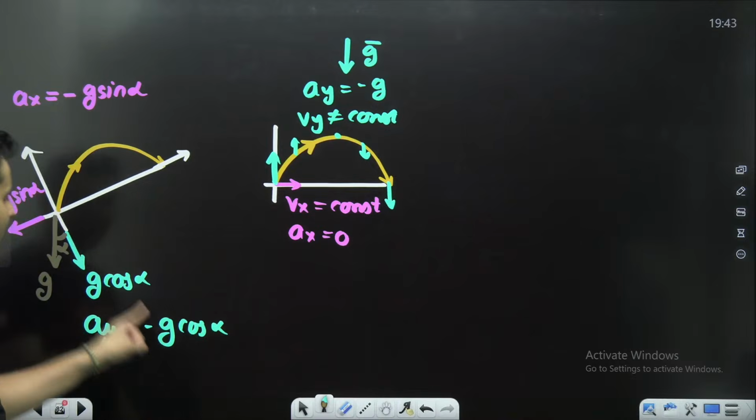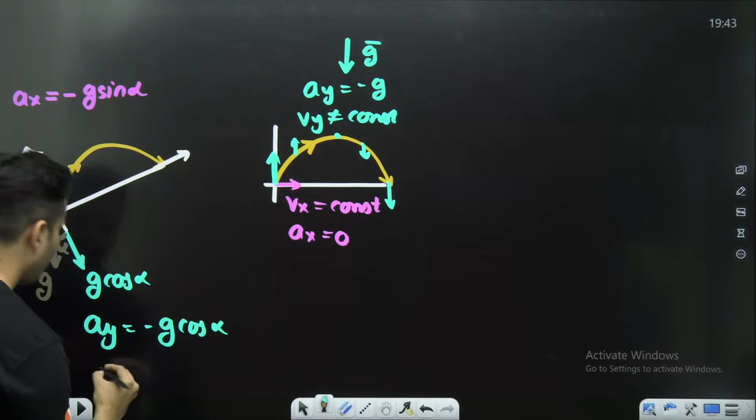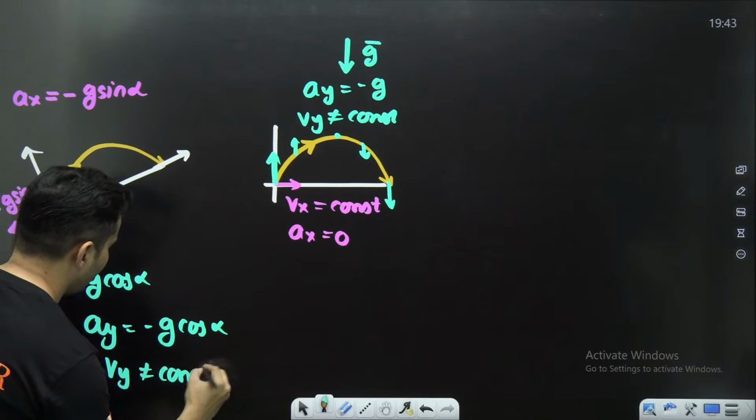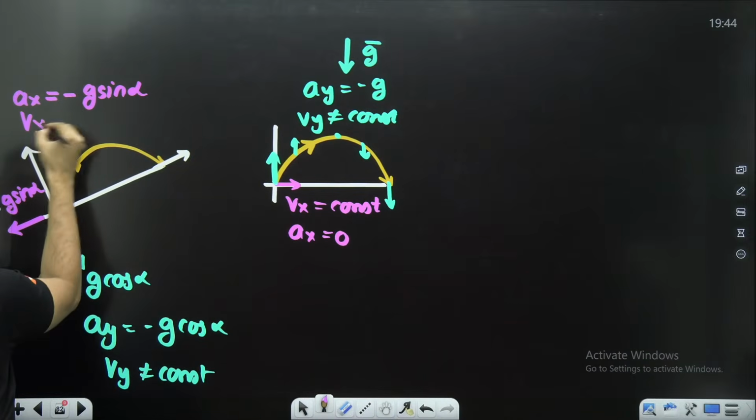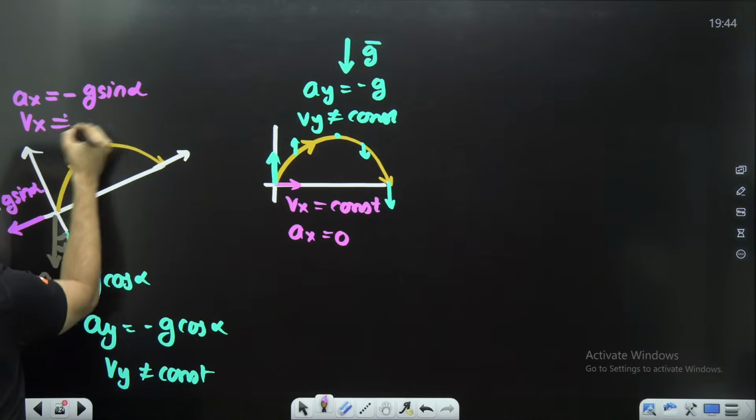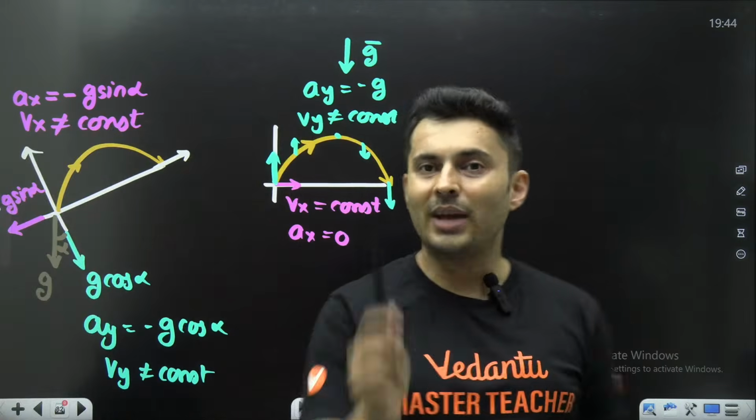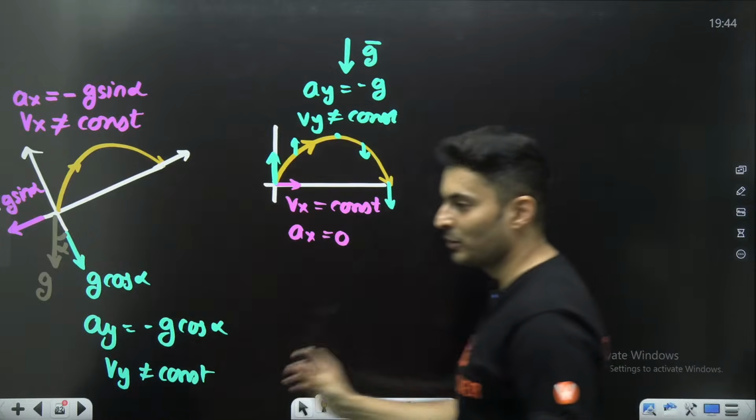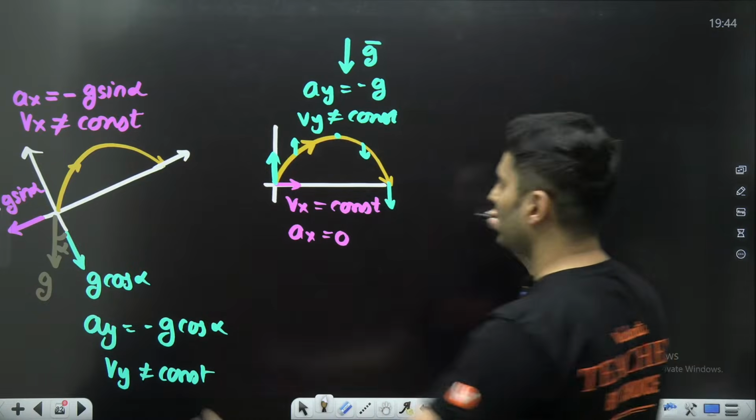So there is acceleration in y as well as in x, which also means that the y velocity will obviously not be a constant. Not just that, even the x velocity along the incline won't be a constant. That is the only difference. So x velocity is not constant, and there is acceleration in x and y both. Clear? You do the exact reverse for down the incline.